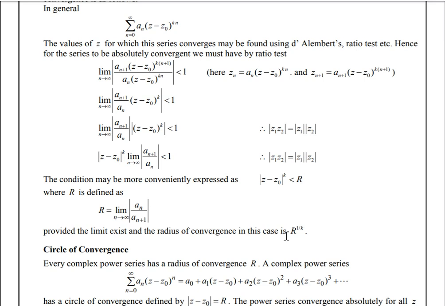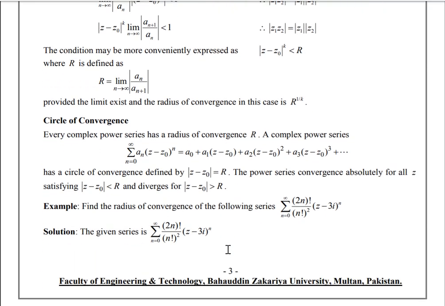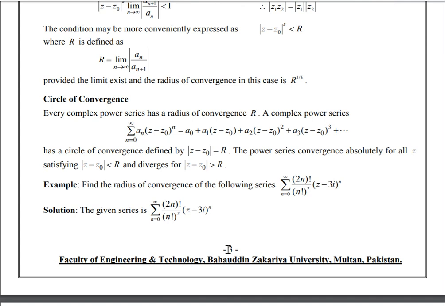Now the circle of convergence: every complex power series has a radius of convergence. You know that a complex power series has a circle of convergence defined by mod z minus z naught equal to r. The power series converges absolutely for all z defined by mod z minus z naught less than r. As we define, if it is less than r, we see the series converges absolutely. If this mod is greater than r, that is outside the open disk, this series diverges.